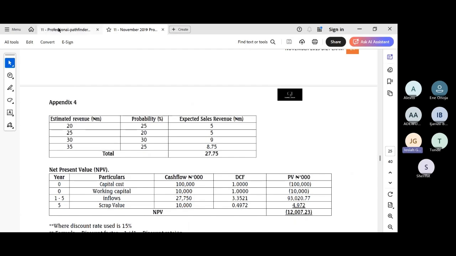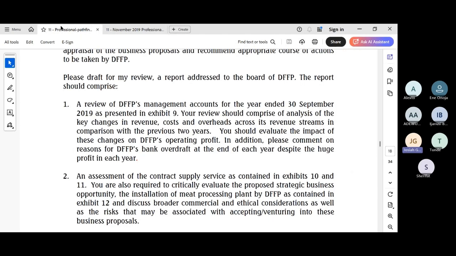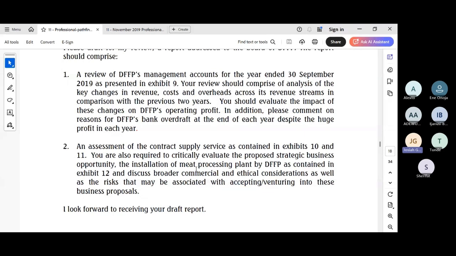And Requirement 2 states the assessment of the contract supply as contained in Exhibit 11. So we are to critically evaluate the proposed strategic business opportunity, the installation of a meat processing plant by DFFP, as well as ethical considerations, broader economic or commercial issues and risks that may bedevil the project or the proposal, and our decision to accept or reject the project.